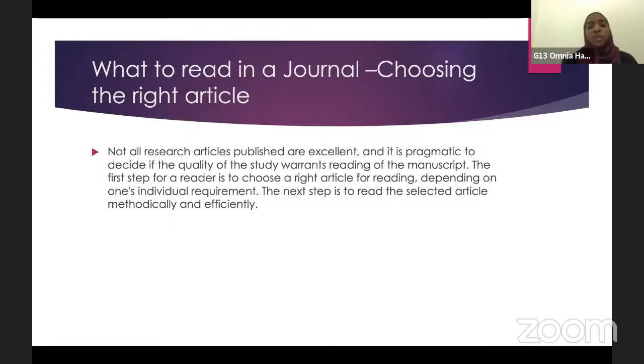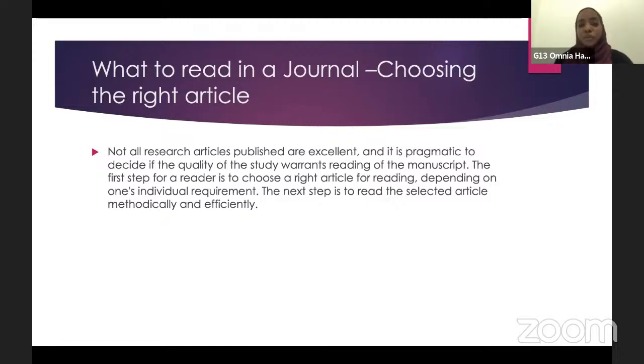So, what to read in a journal and how to choose the right article. Not all research articles published are excellent, and it's pragmatic to decide if the quality of the study warrants reading the whole manuscript. The first step for a reader to choose the right article for reading depends on one's individual requirement. The next step is to read the selected article methodologically and efficiently.